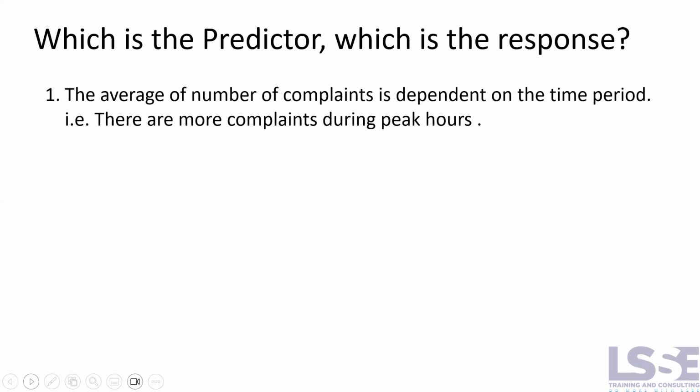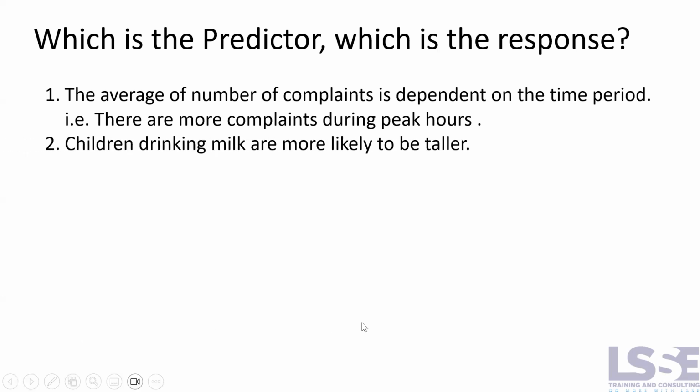Next one. Children drinking milk are more likely to be taller. I want you to pause for now and look at that statement. Children drinking milk are more likely to be taller. What do you think is the predictor here? You can maybe type in the message, or take a guess. Children drinking milk are more likely to be taller.